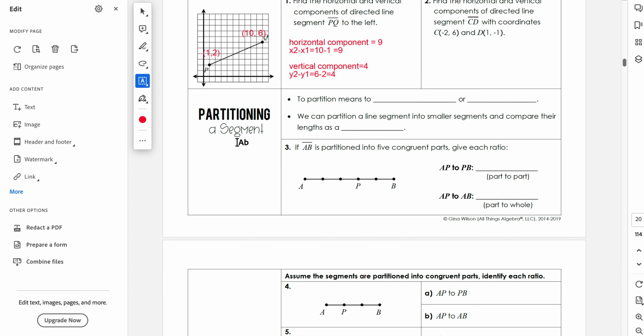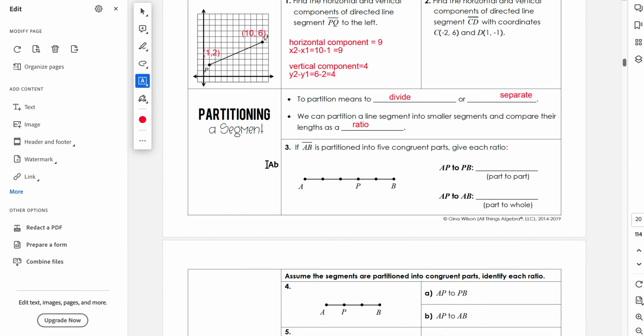All right, so let's talk about the next part, which is partitioning a segment. To partition means either to divide or to separate. So we can partition a line segment into smaller segments and compare their lengths as a ratio.